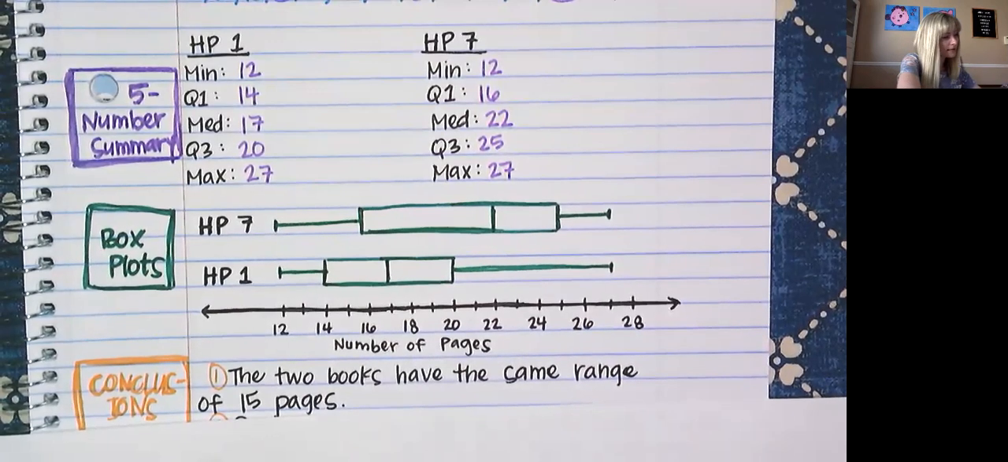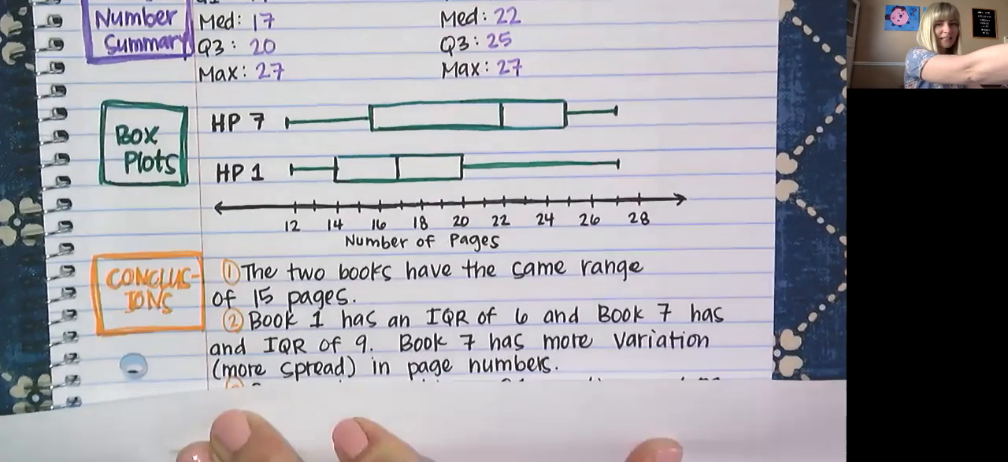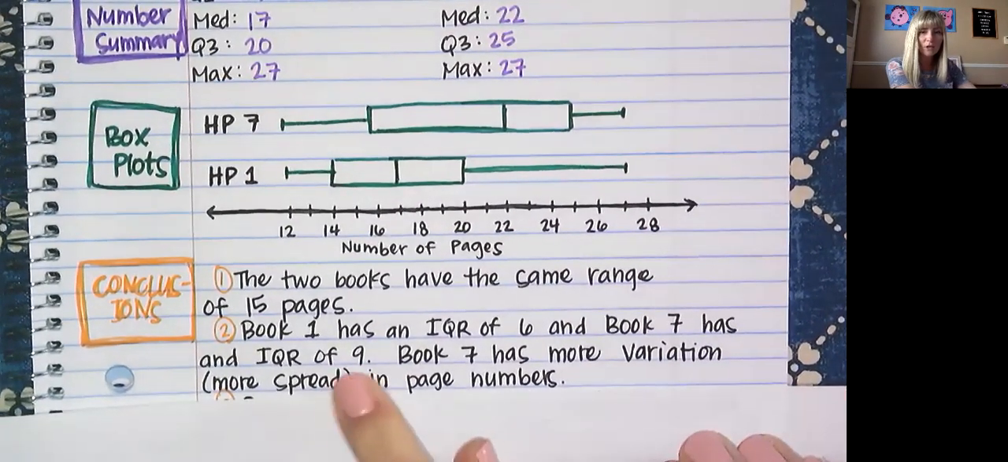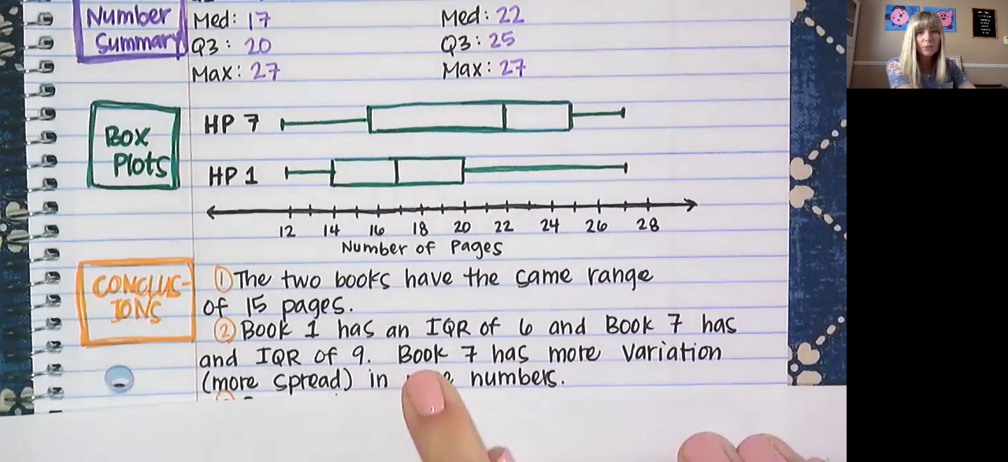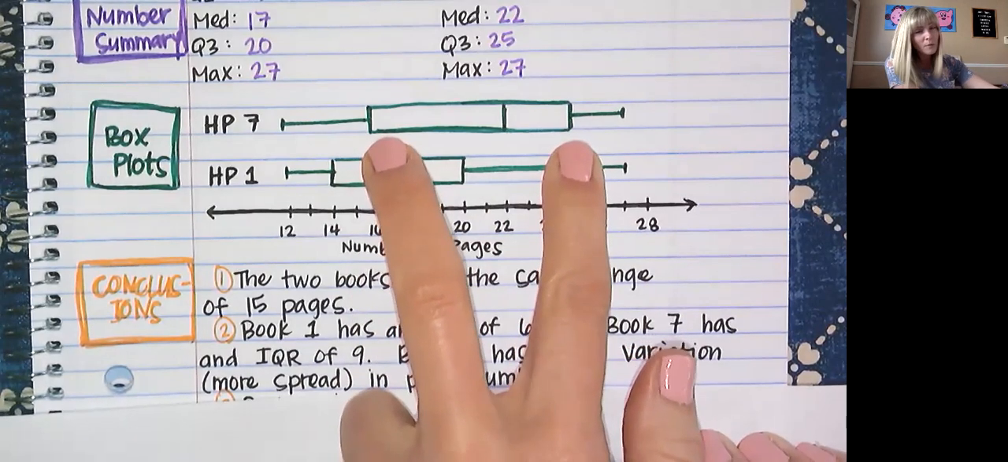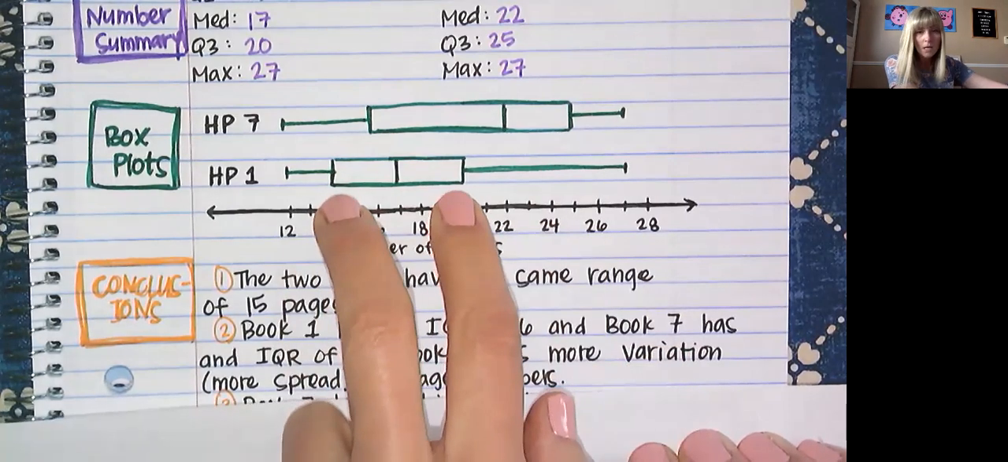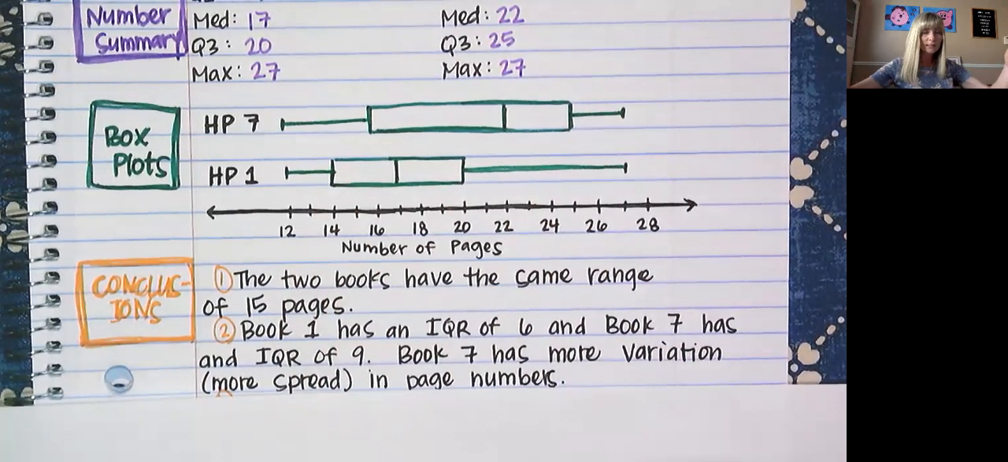The next conclusion I made is that Book 1 has an IQR of 6, and Book 7 has an IQR of 9. That means Book 7, remember IQR is the size of the box, Harry Potter 7 does have a bigger box than Harry Potter 1. So even though the overall range is the same, the fact that Harry Potter 7 has a bigger box means that Book 7 does have a little more variation. It has more spread in its page numbers.